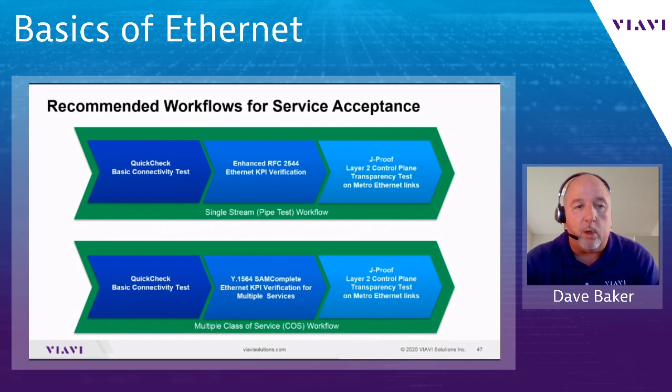RFC 2544 is the preferred method for most users if it's a single stream workflow. So that means you don't have different classes of service. You could have a VLAN, but you don't have multiple VLANs, and you just want to blast traffic out at the committed information rate and verify that all your KPIs are acceptable. RFC is a simple means of doing that. Viavi's enhanced the process for that over the years to be a very streamlined test. We'll highlight some of the things it does. But for single stream services, RFC is the way to go.